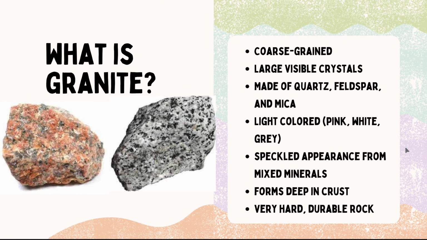So what is granite? These are two pictures of examples of granite. It's coarse-grained in texture, meaning the crystals are large enough to see with the naked eye. It's mainly made up of quartz, feldspar, and mica, all minerals. It's pretty light colored, usually pink, white, or gray, and has a speckled appearance. It forms deep in the Earth's crust and is a very hard and durable rock.